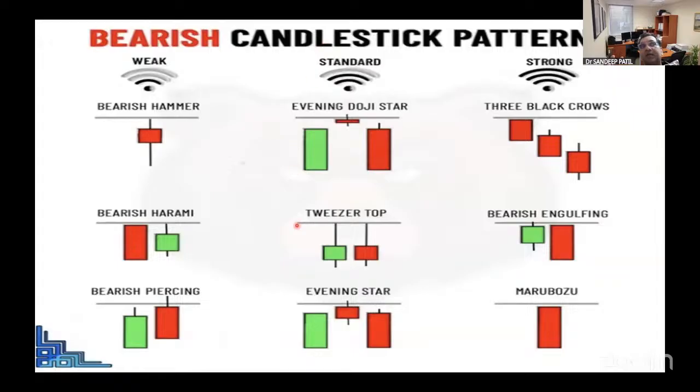So again, you have to know where the pattern is formed. For example, if an evening star pattern happens at the end of an uptrend or near the top of the uptrend, then it is more significant. So the pattern is important, and the area where it forms during the trend is also important.